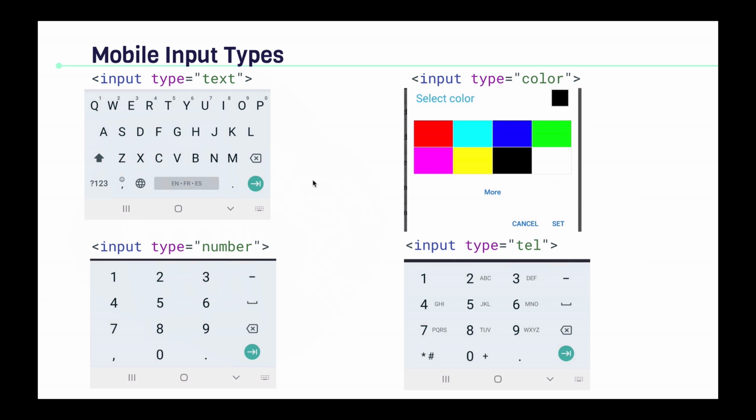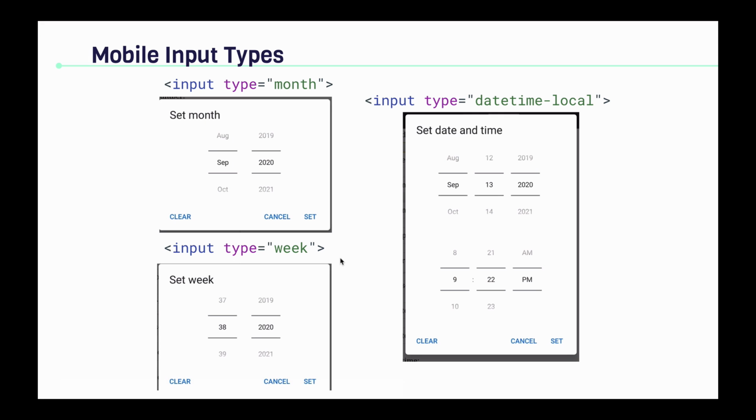Here we have text, number, color, and telephone keyboards. On this slide, we have month selection, week, and datetime-local. So make sure that you're using the appropriate input type depending on what you need from your users.